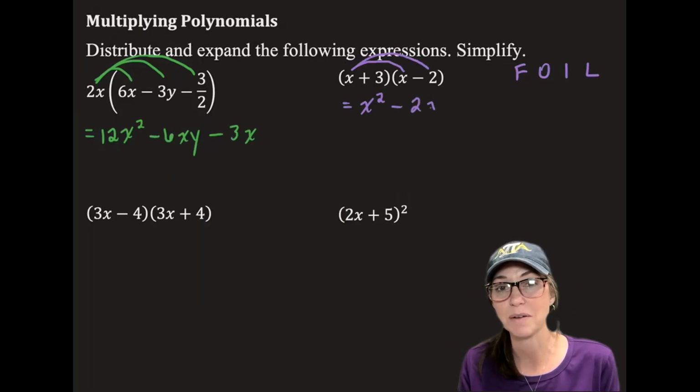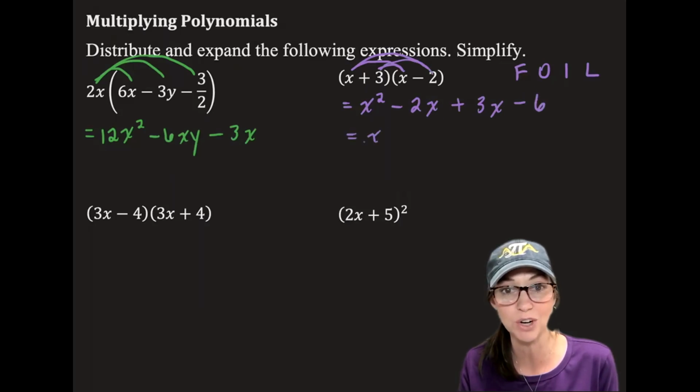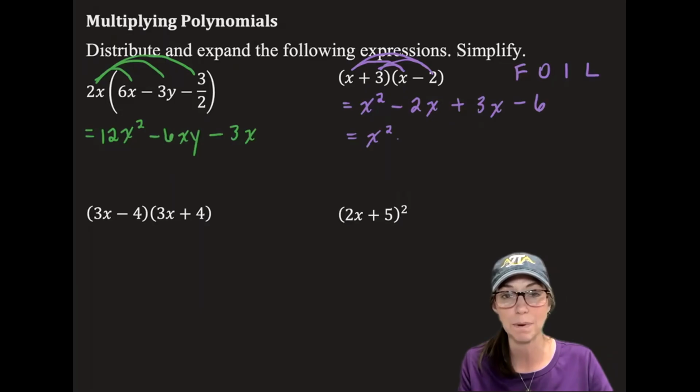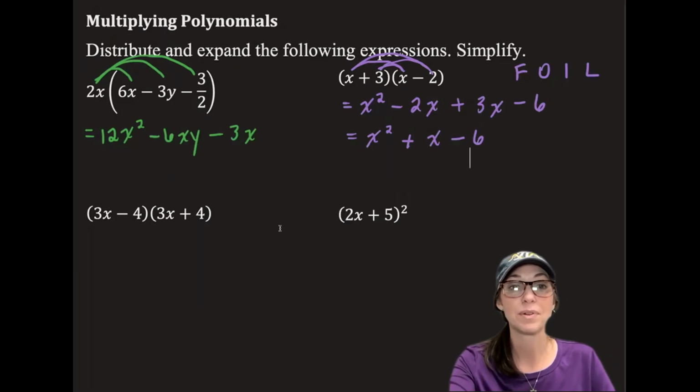That makes negative 2 times x. My I is for inside. My inside term is 3 times x, so plus 3x. And my last term is 3 times negative 2. That's negative 6. And so we can combine these 2 middle terms. Those are like terms. They have the same variables. So we add the coefficients. Negative 2x plus 3x is positive 1x. We just write plus x and carry along that minus 6. All right, I'd like you to pause the video and you try the next one. 3x minus 4 times 3x plus 4.